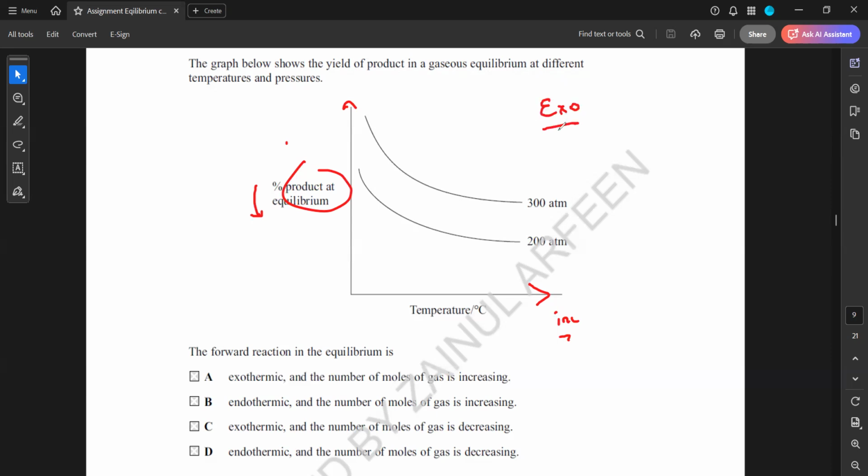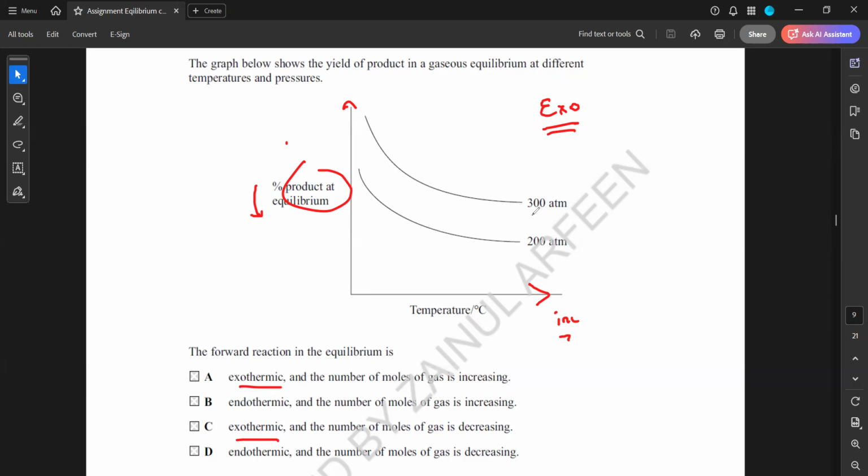So when an increase in temperature reduces the yield, what does this give an indication of? This gives an indication that this is an exothermic reaction. Because in an exothermic reaction, an increase in temperature shifts the equilibrium toward the left-hand side, or reduces the yield or amount of product. So it can be C or D. It can be A or C.